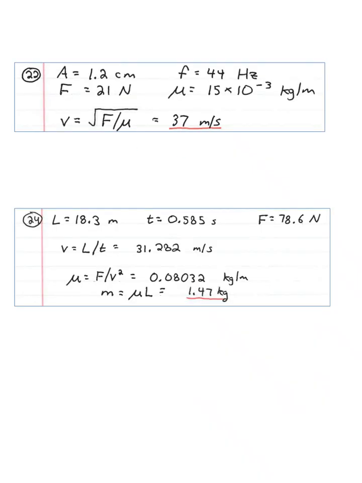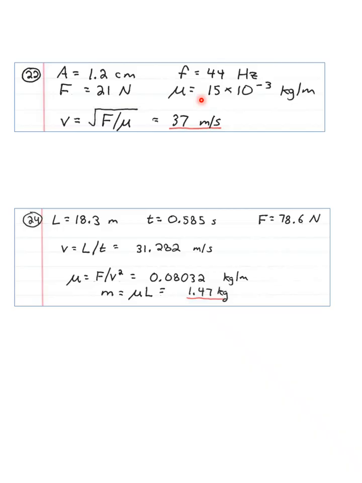Number 22, a transverse wave 1.2 centimeters in amplitude propagates on a string. Its frequency is 44 hertz. The string is under 21 newtons tension and has mass per unit length of 15 grams per meter. Determine its speed. All right, so we have amplitude 1.2 centimeters. Frequency is given, the tension force, and mu.